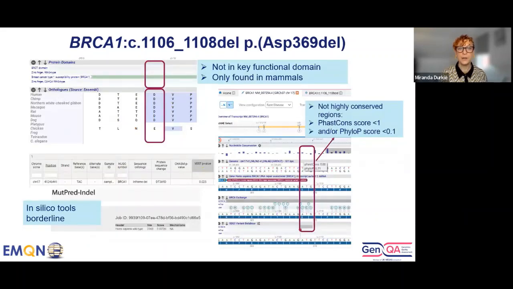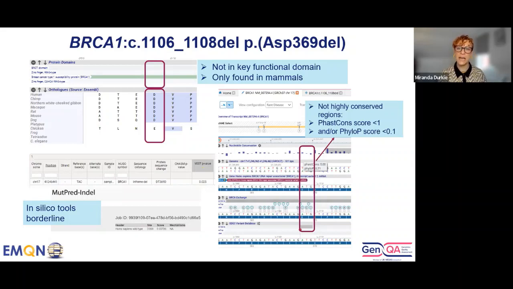So if we have a look at this region, this is on Alamut Visual Plus. On the top left-hand side, you can see that this variant is not in a functional domain. The variant is only found in mammals. It is conserved in mammals, but it doesn't go any further down the evolutionary tree. On the bottom left-hand side are a couple of examples of the output from the in silico tools, which are fairly borderline. I don't think they really support the use of PM4 or BP3.